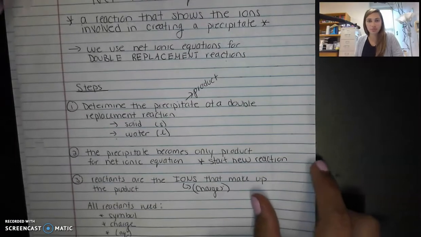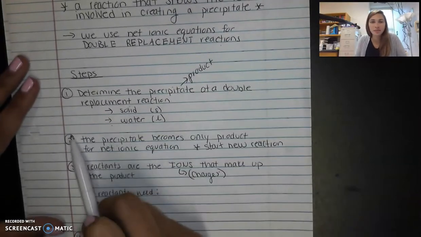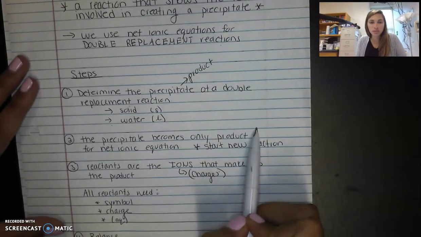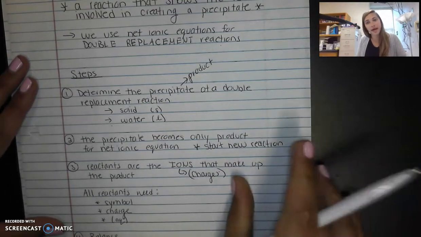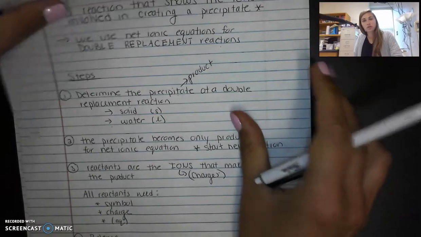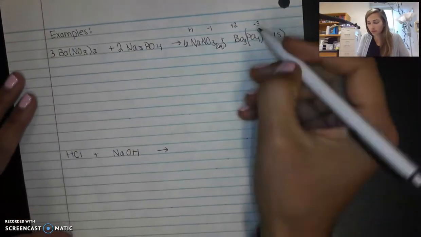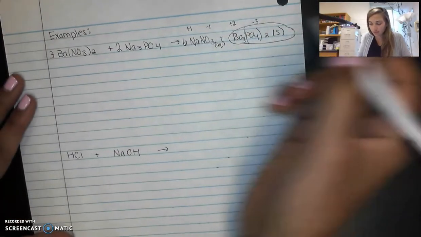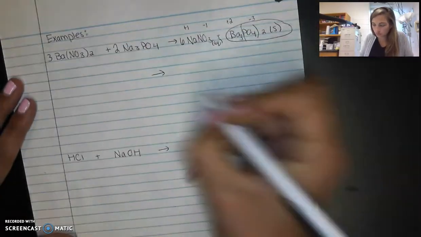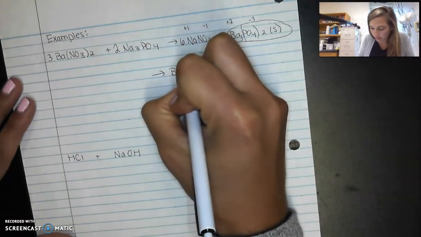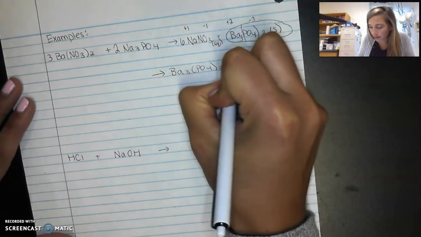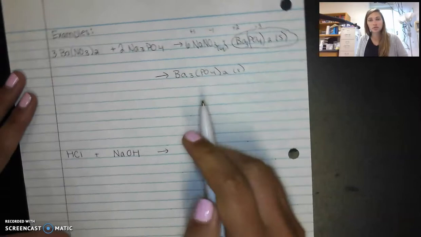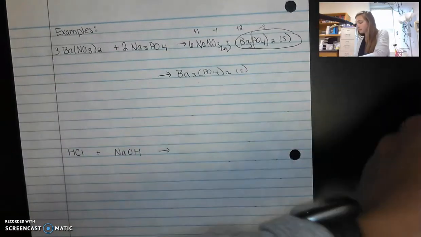Okay, so we did our first part, determine the precipitate. Then it says the precipitate becomes the only product for the net ionic equation. This is where we start our new reaction. So this right here is my precipitate, and it tells me that that is the product of my new reaction. So my product is on the right-hand side. There we go. Next step.